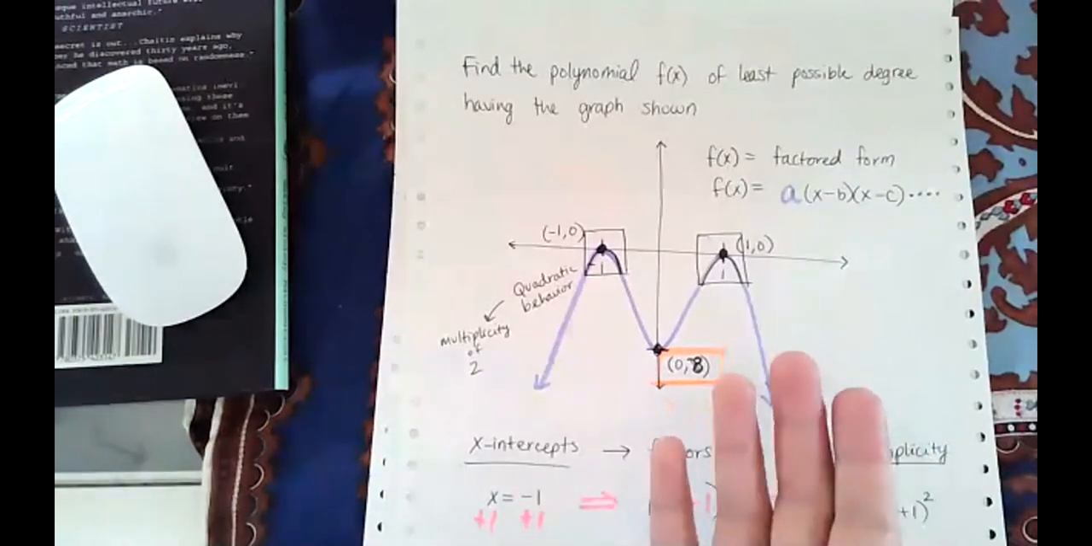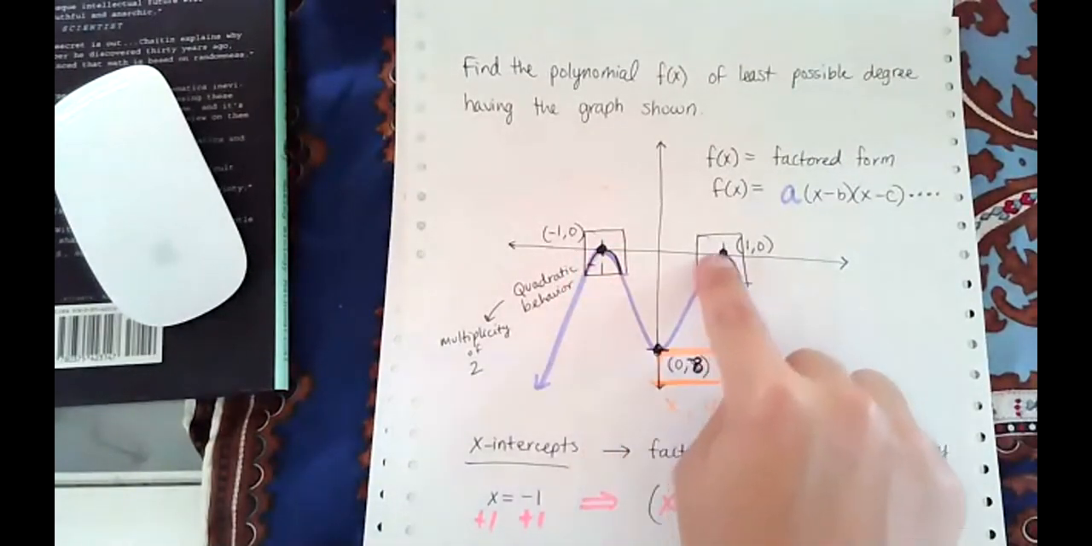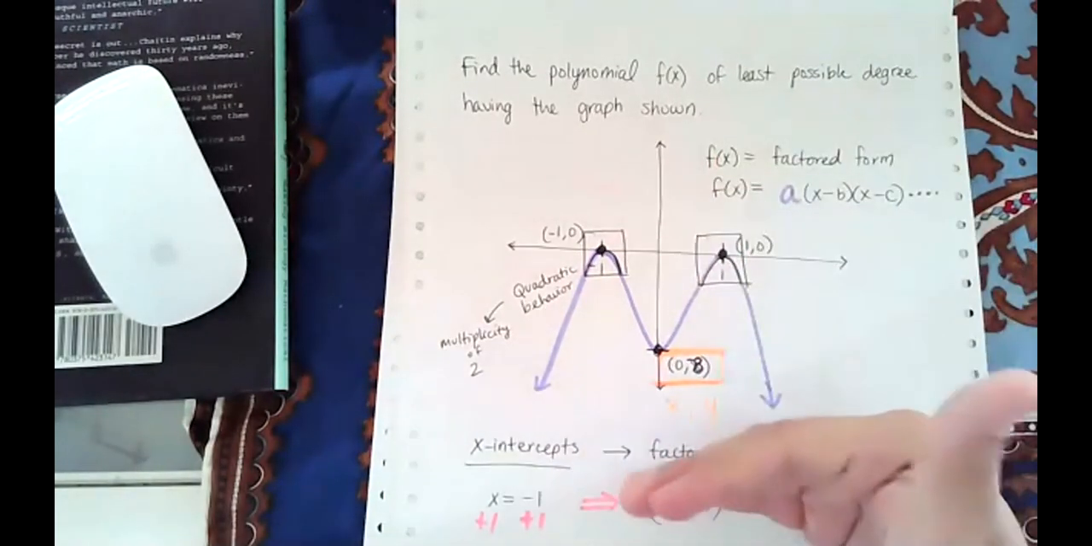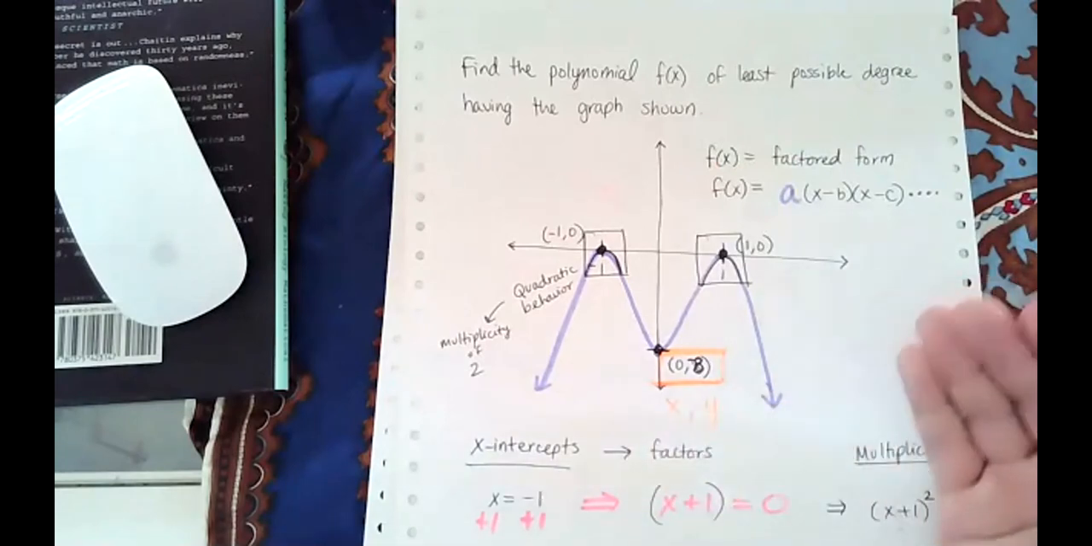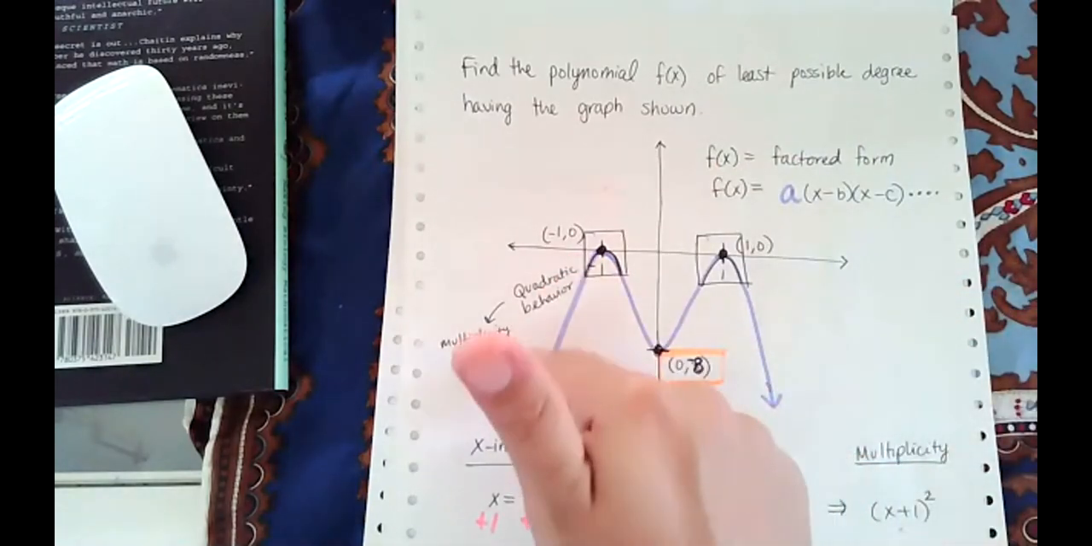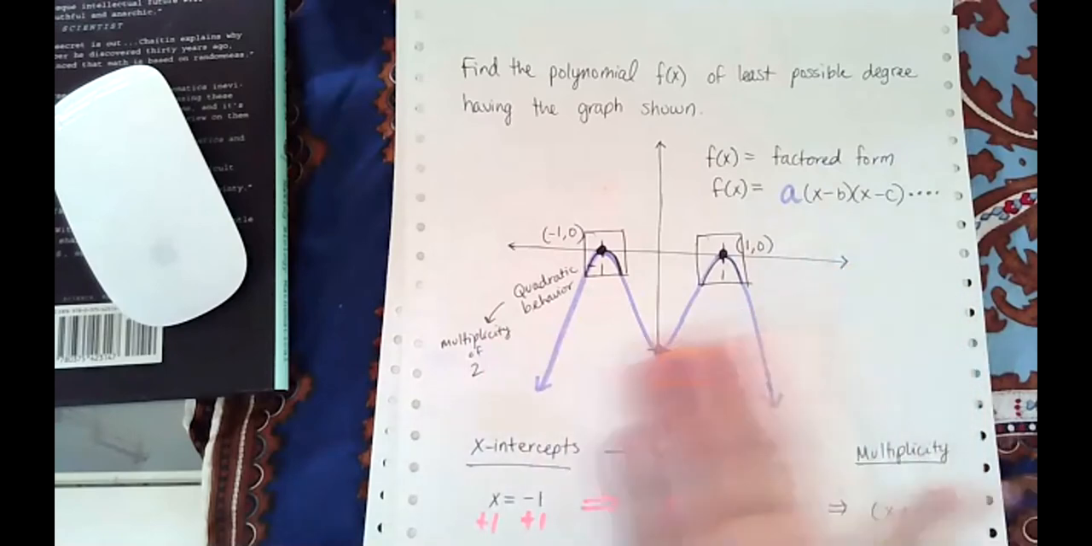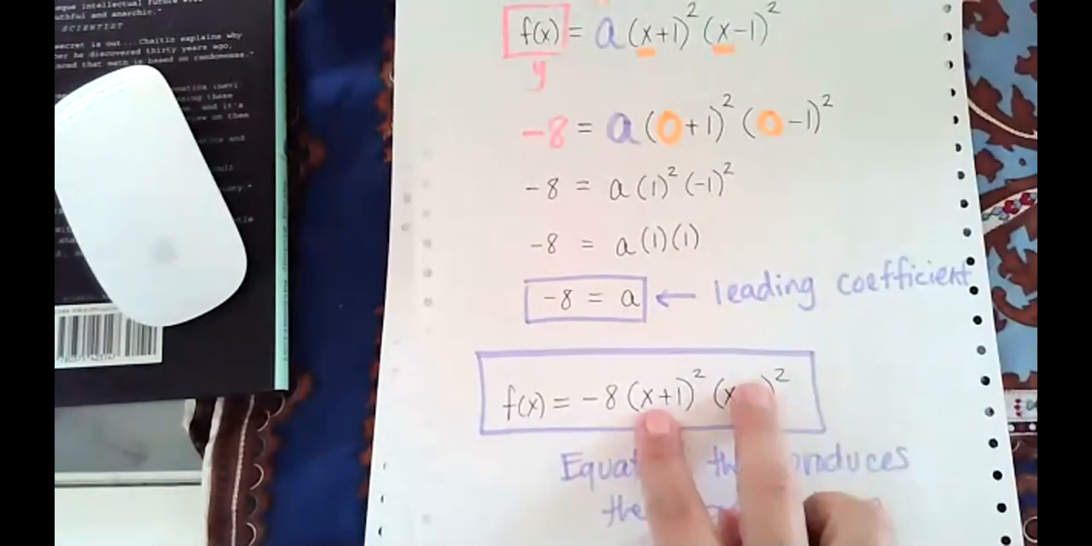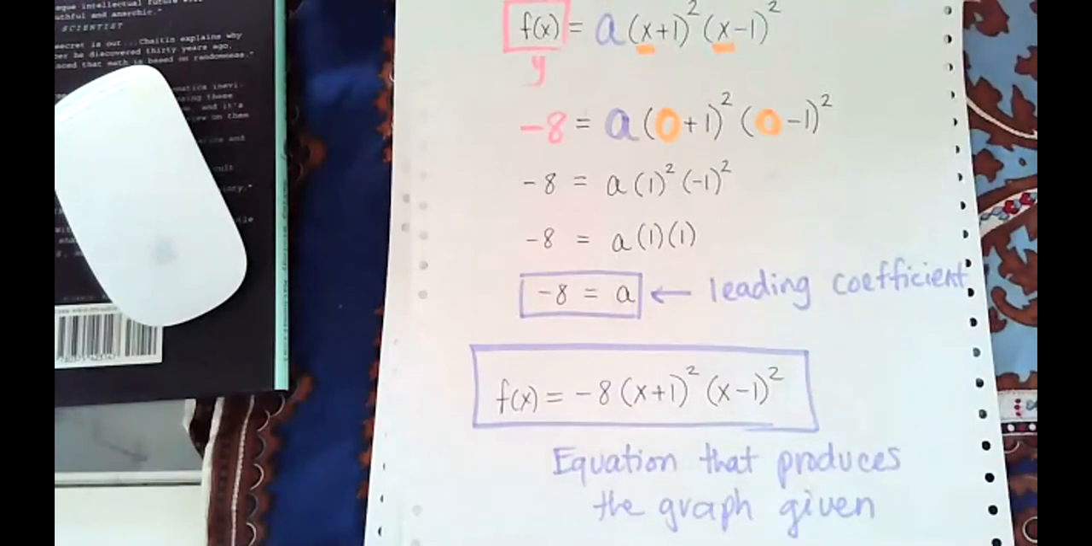Well, that's exactly what we had when we were given this graph. Quadratic behavior here, quadratic behavior there. The graph is flipped upside down. The end behavior of this thing has a degree of what? It has to be an even degree, which 2 and 2 makes 4, so we have an even degree polynomial.